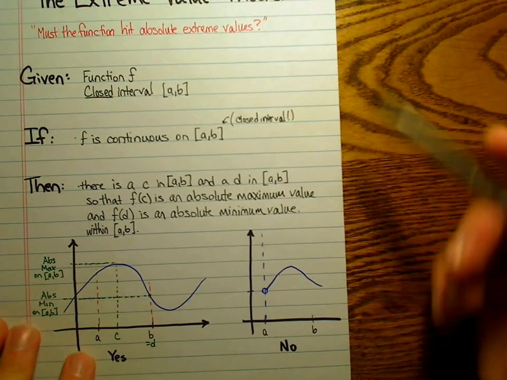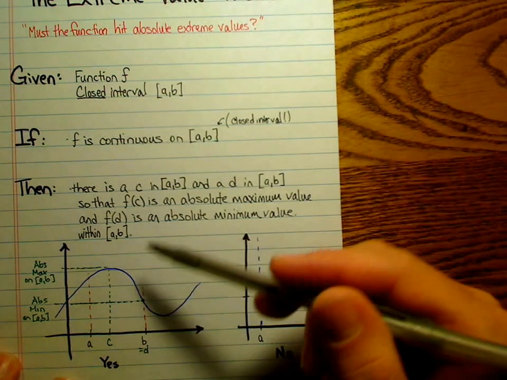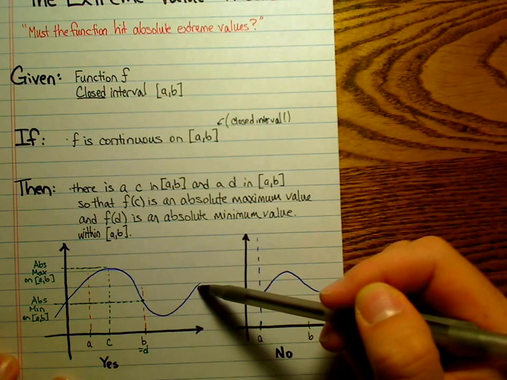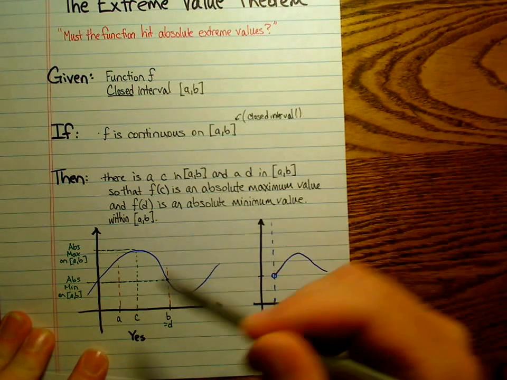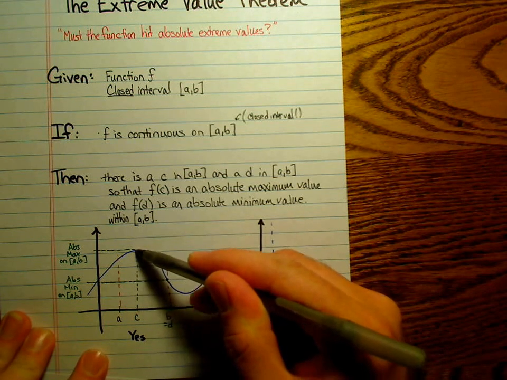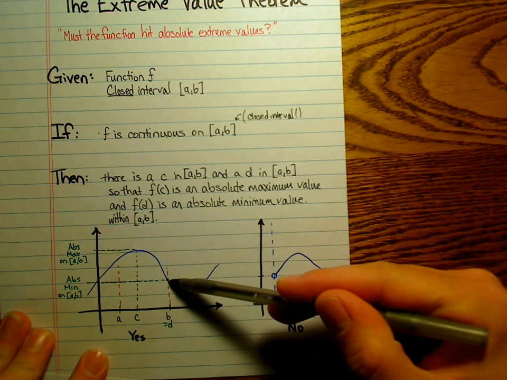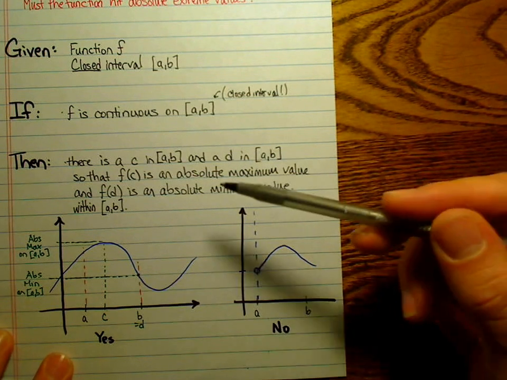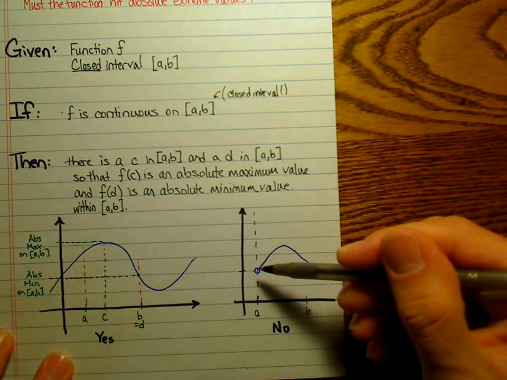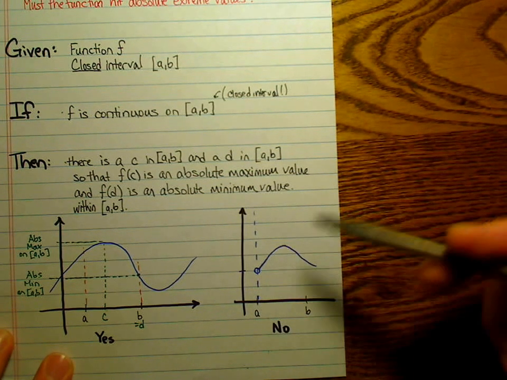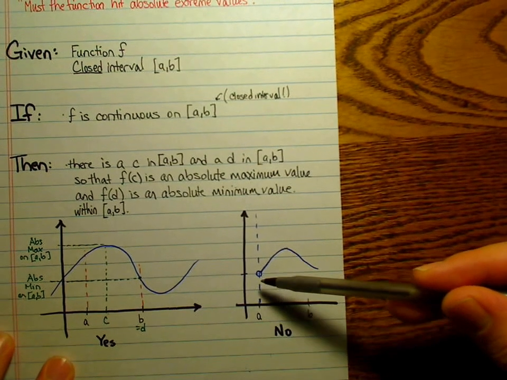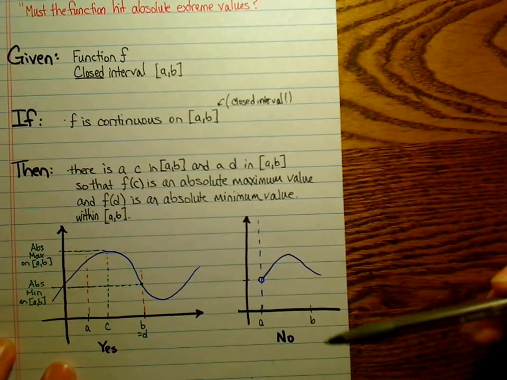All right, so here's another picture of that, and a picture where it fails. Here we have the function being continuous between a and b. There's some place where it hits an absolute maximum, some place where it hits an absolute minimum. In this case, it's an endpoint. Whereas over here, yeah, this has an absolute maximum, but it's not going to have an absolute minimum because that's an open circle there at a.